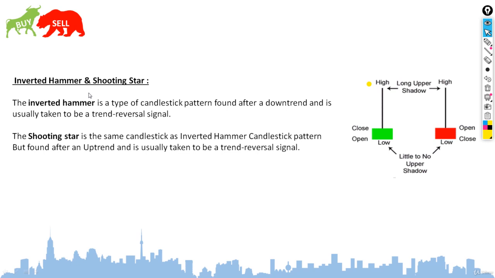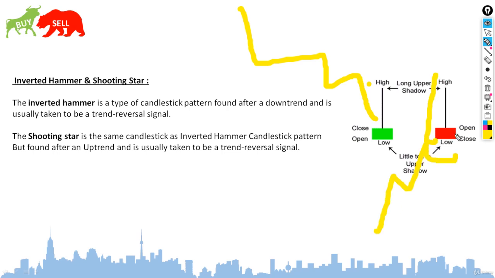So the inverted hammer and the shooting star are the same candlestick pattern, like this. This is the candlestick, but we differentiate it by the trend. If the trend is a downtrend, we name that an inverted hammer. If the trend is an uptrend, we name that a shooting star, and it usually signals a trend reversal.